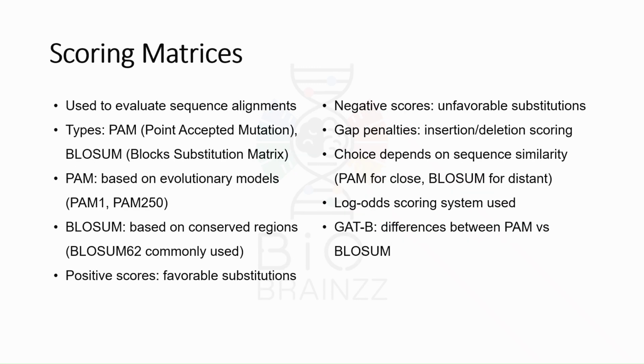Scoring matrices are used to evaluate how good an alignment is. The two types are PAM and BLOSUM. PAM is based on evolutionary changes, while BLOSUM is based on conserved regions of proteins. In these matrices, positive scores indicate good matches and negative scores indicate poor matches. Gap penalties are also added for insertions and deletions. For example, remember that PAM is used for closely related sequences and BLOSUM for distantly related sequences.